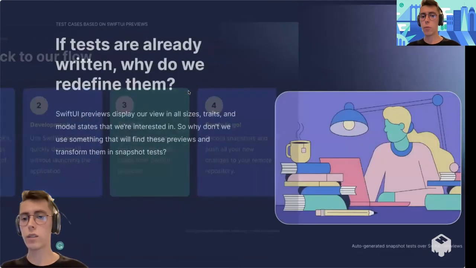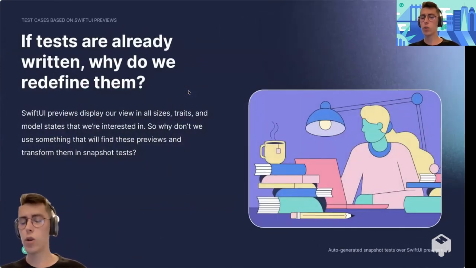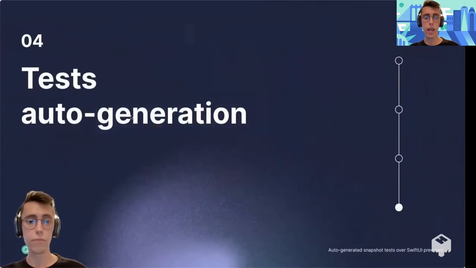Of course we can, because we already described our tests. We already provided them with models, with sizes, with traits. Why don't we just try to generate those tests at runtime or compile time and just use them without even writing them? And this is where we jump to the test auto-generation step.